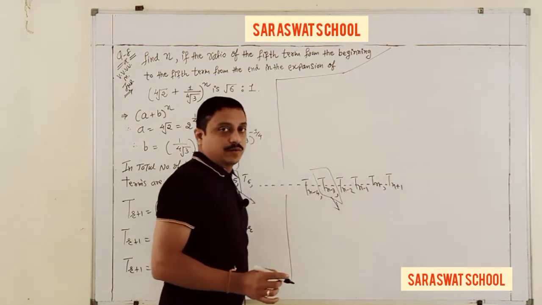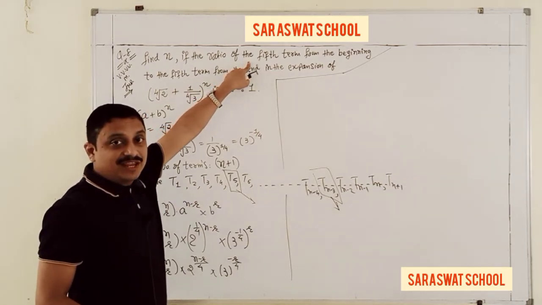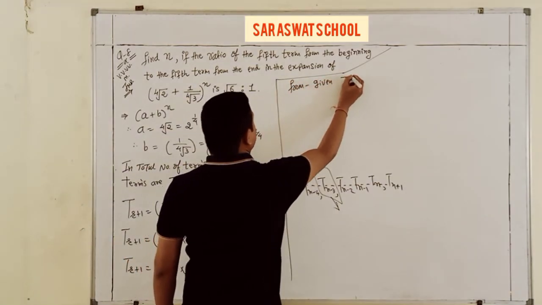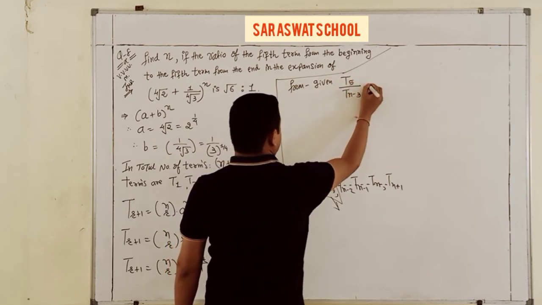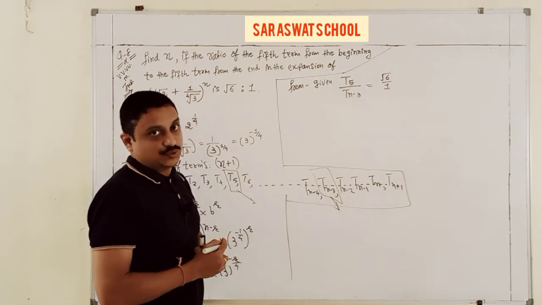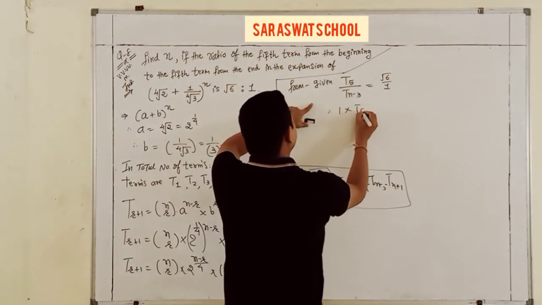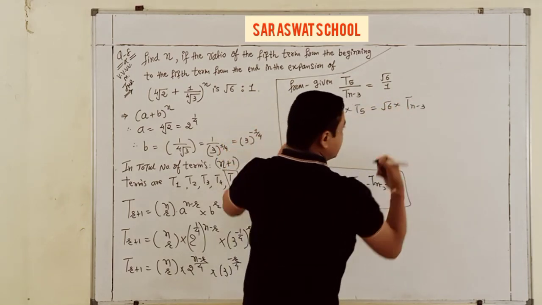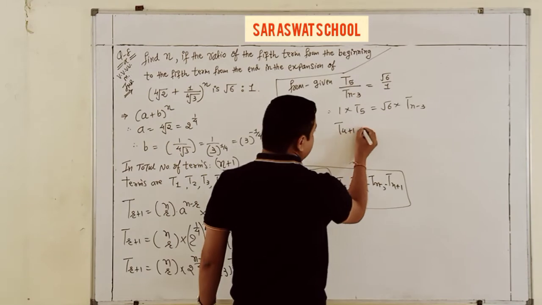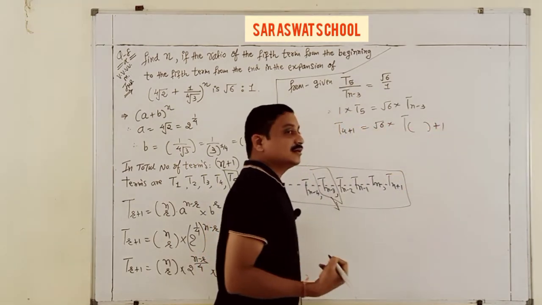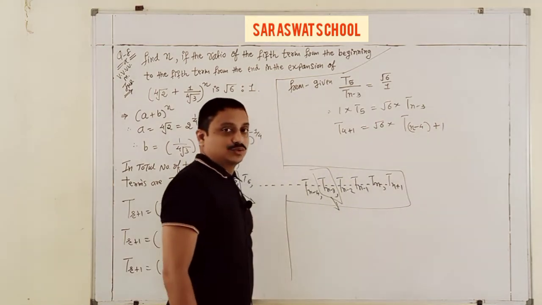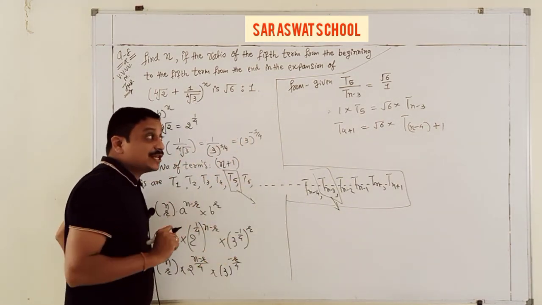Students, now check the ratio of the fifth term from the beginning to the fifth from the end. Given that t5 upon t(n minus 3) becomes root 6 to 1, and this I apply in my solution. So cross multiply: 1 into t5 equals root 6 into t(n minus 3). But I want terms of r plus 1, that's why here it is t(4 plus 1). Here also plus 1, but what is the internal? It is n minus 4, because I want r in the plus 1, so n minus 4 plus 1 is n minus 3.